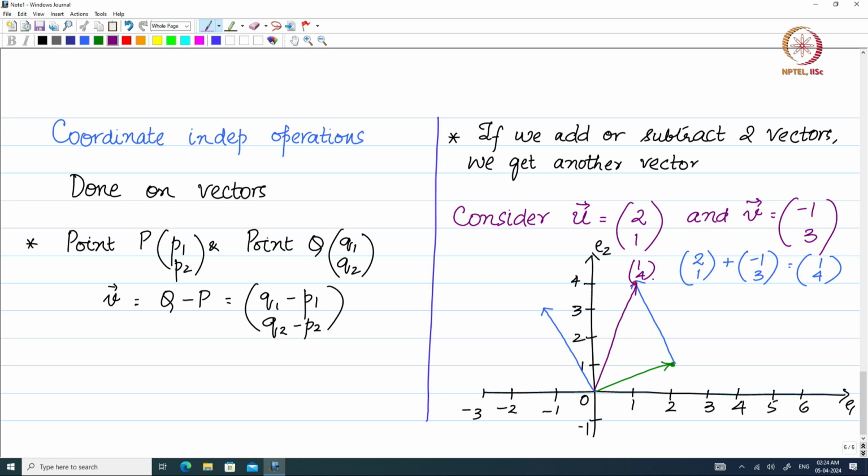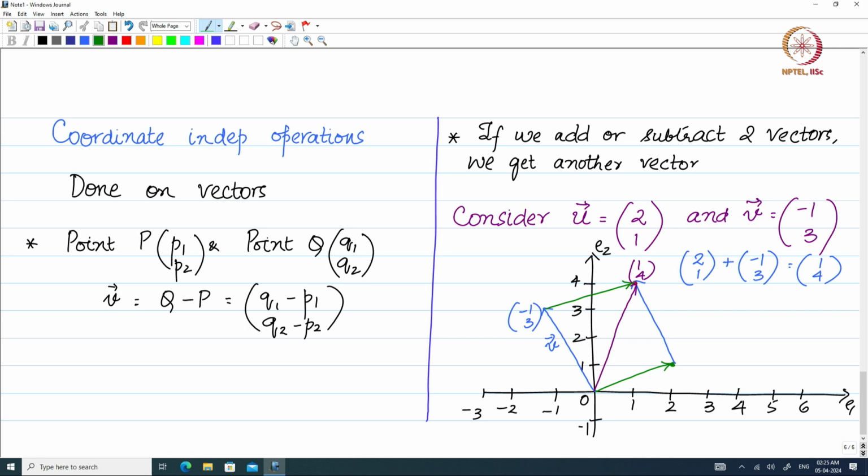I could have as well moved the tail of the green vector to the head of that vector, which is minus 1 3. This vector is minus 1 3, let us call this the vector v. I could have as well moved that. If we move that, we would still get to the same point, which is 1 comma 4, right.